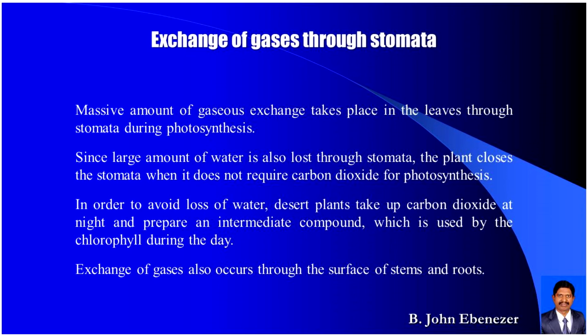In order to avoid loss of water, desert plants take up carbon dioxide at night and prepare an intermediate compound which is used by the chlorophyll during the day. Exchange of gases also occurs through the surface of stems and roots.